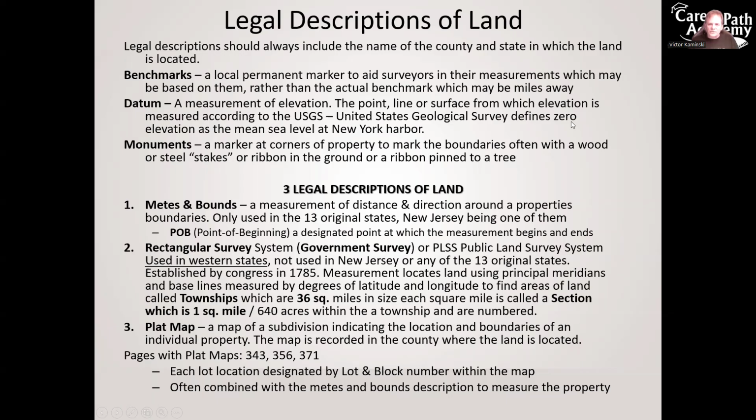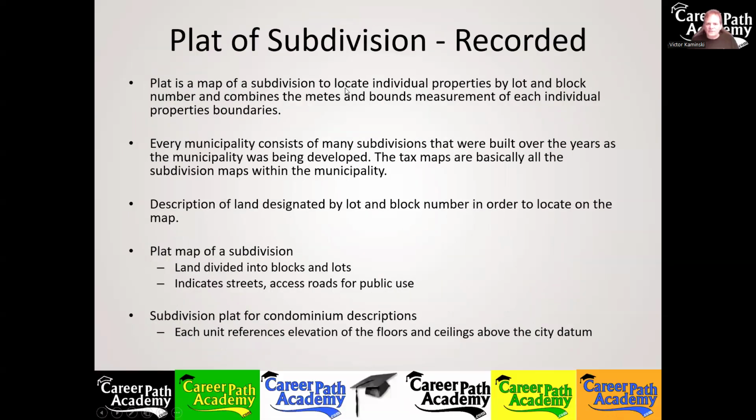And which legal description of land is used to measure out subdivisions? That would be a plat map. A map of a subdivision locating the individual properties' locations. That would be a plat map. So a plat is a map of a subdivision to locate individual properties by lot and block number, and combines the metes and bounds measurement of each individual property's boundaries. Every municipality consists of many subdivisions that were built over the years as the municipalities were being developed. The tax maps are basically all the subdivision maps stitched together.